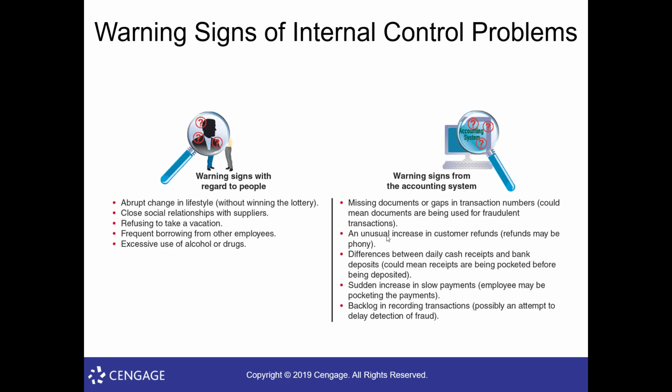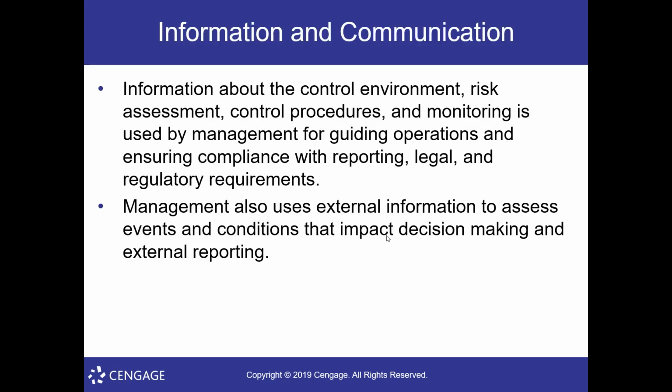So, warning signs of a problem. Warning signs for people: abrupt change in lifestyle without winning the lottery, close social relationships with suppliers, refusing to take a vacation, frequently borrowing from other employees, excessive drugs or alcohol, or gambling. Warnings of the system: missing documents or gaps in transaction numbers, an unusual increase in customer refunds, differences between daily cash receipts and the bank deposits. They could be pocketing the money. Sudden increase in slow payments. Employee may be pocketing the payments. Backlog of recording transactions, possibly an attempt to delay fraud detection.